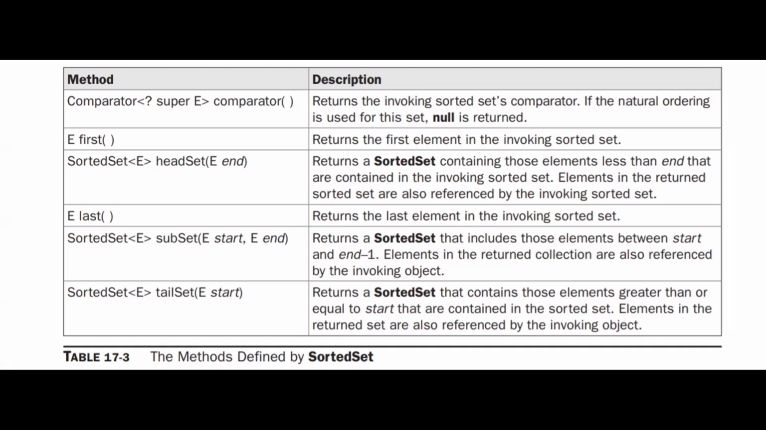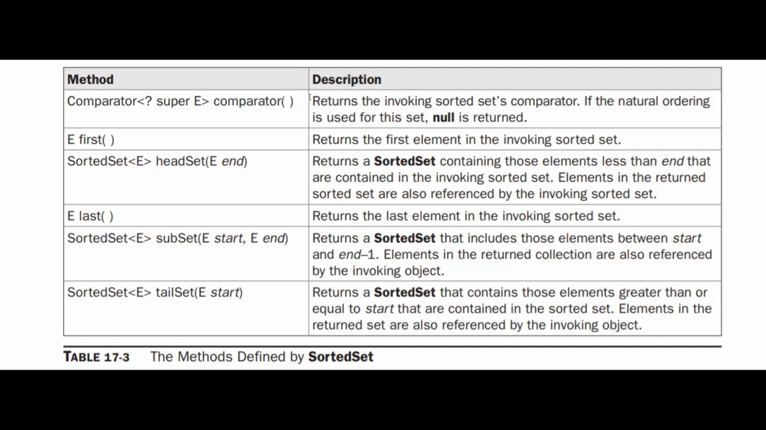We cannot compare two student objects with greater than, less than, or equal to. But for that specific purpose, we can use the comparator. So in the comparator, the method returns the invoking sorted set's comparator. So a comparator will be returned. If the natural ordering is used for this set, then null will be returned. Natural sorting means the default sorting order.